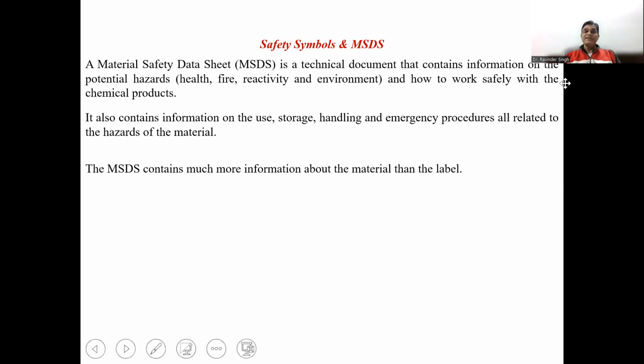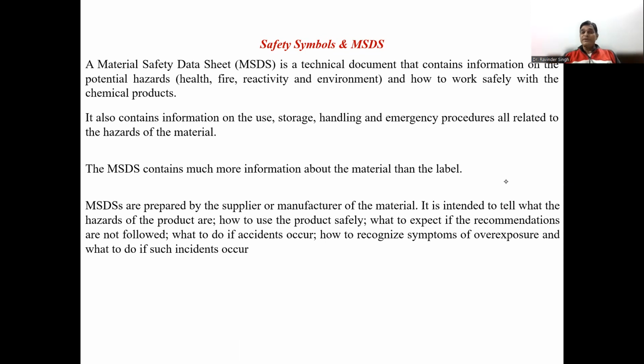The MSDS contains much more information about the material than the label. MSDS are prepared by the supplier, the manufacturing industry. It is intended to tell what the hazards of the product are, how to use the product safely, and what to expect if the recommendations are not followed, what to do if an accident occurs, how to recognize the symptoms of overexposure, and what to do if such incidents occur.